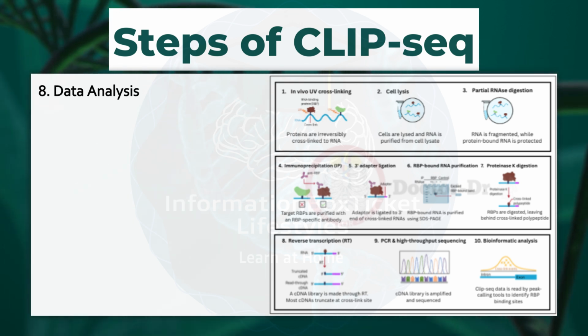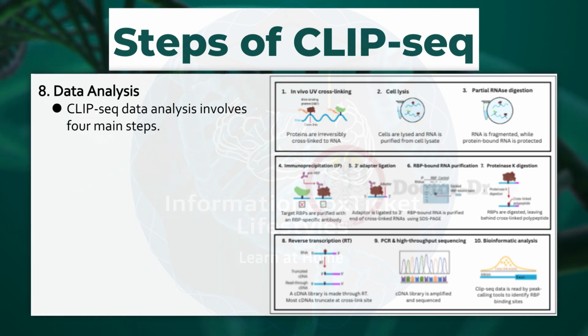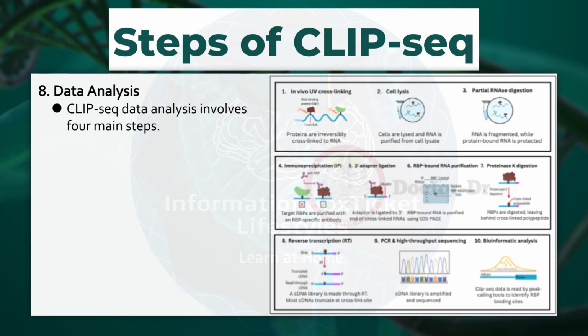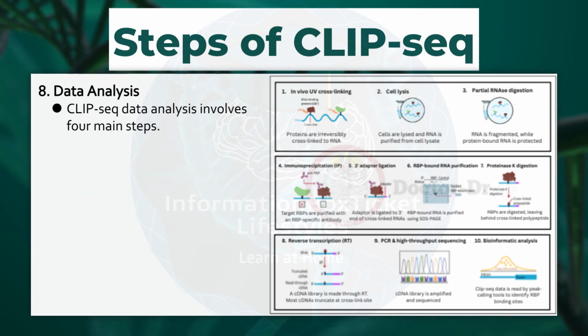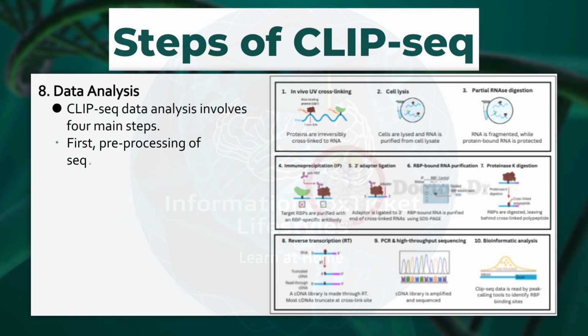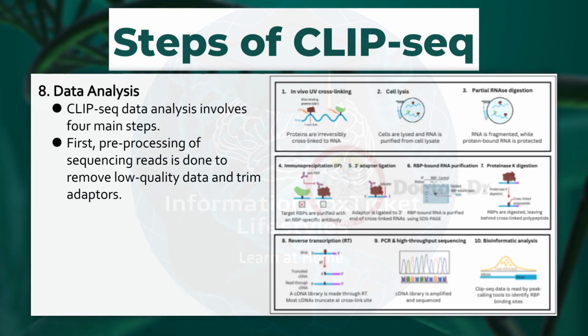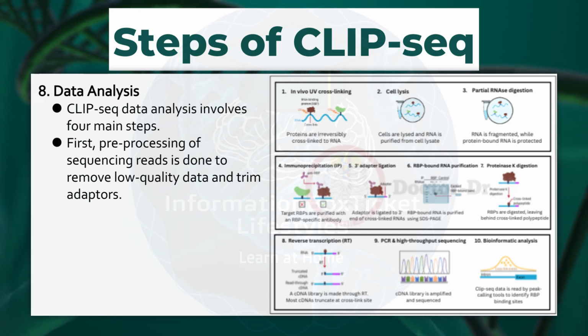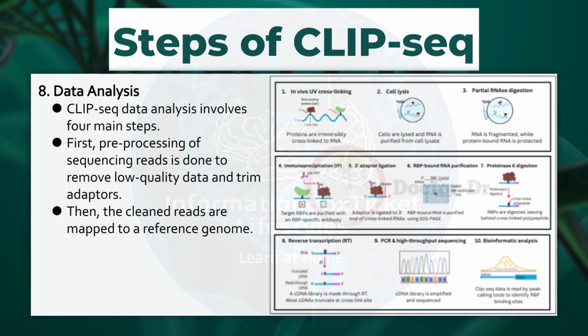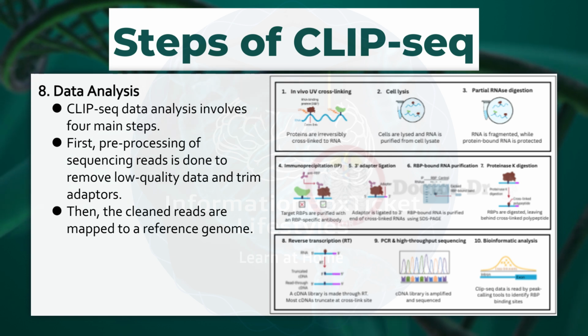8. Data analysis. Crosslinking and immunoprecipitation sequencing data analysis involves 4 main steps. First, pre-processing of sequencing reads is done to remove low-quality data and trim adapters. Then, the cleaned reads are mapped to a reference genome.